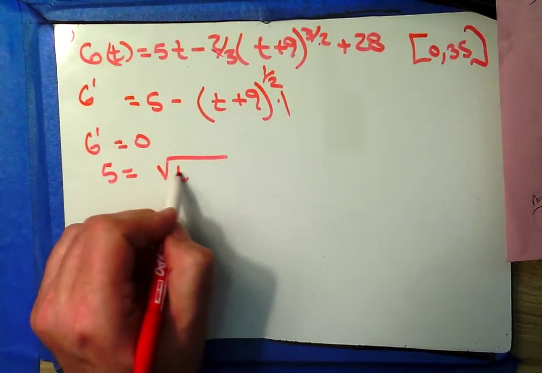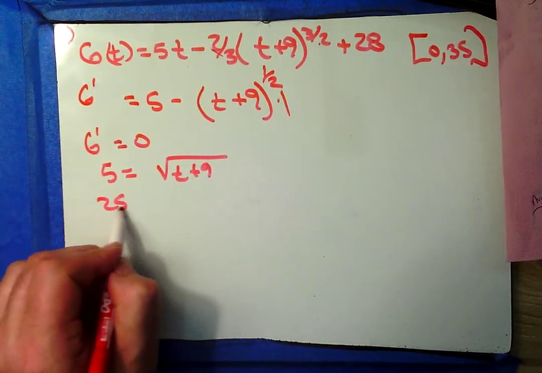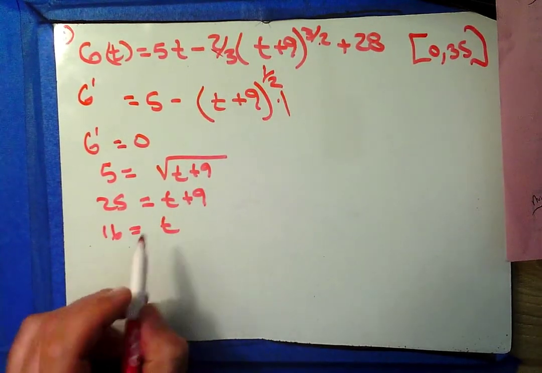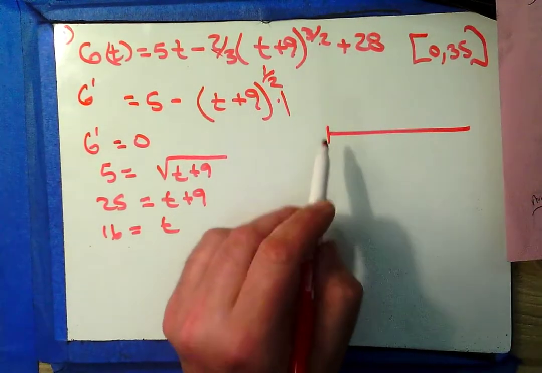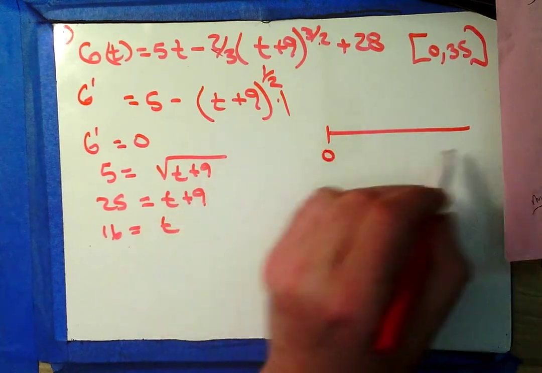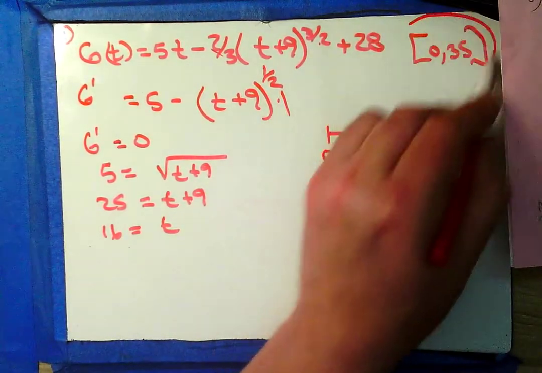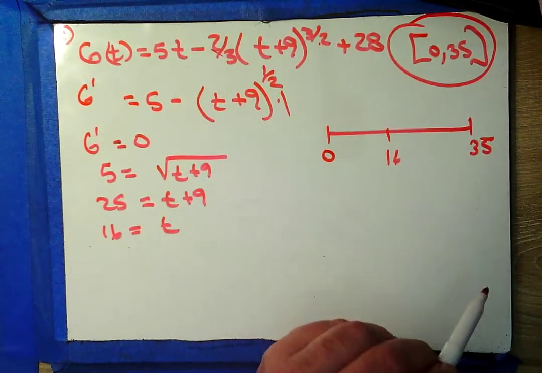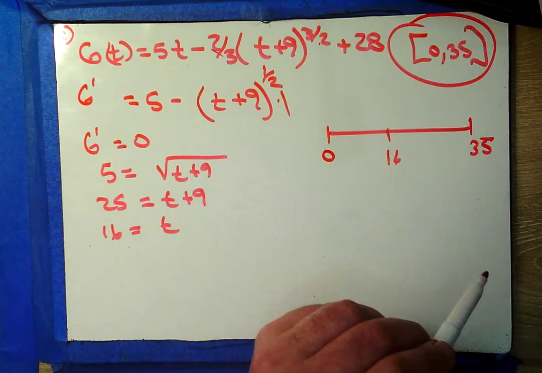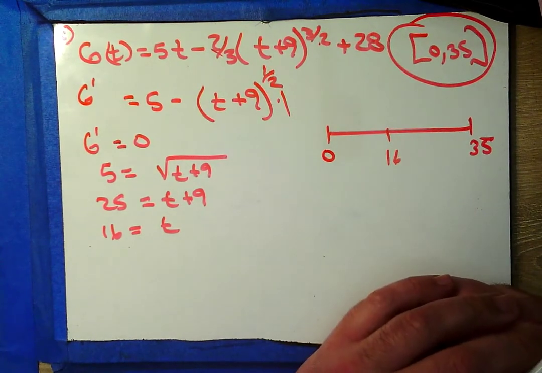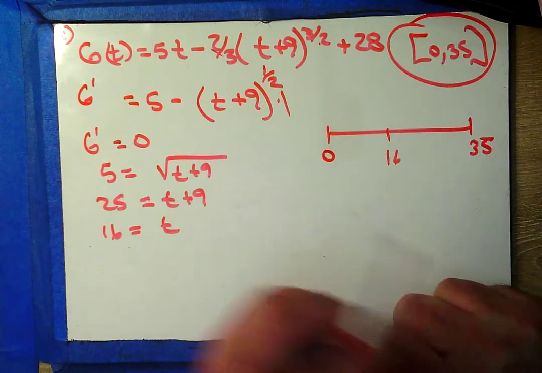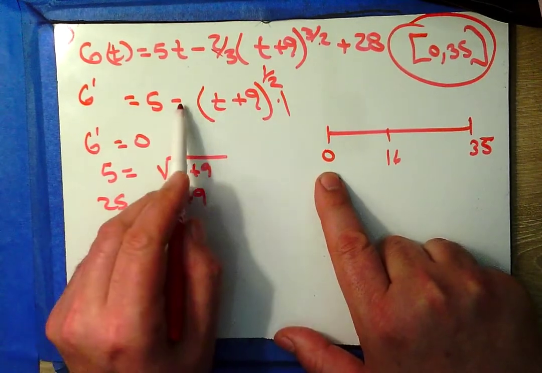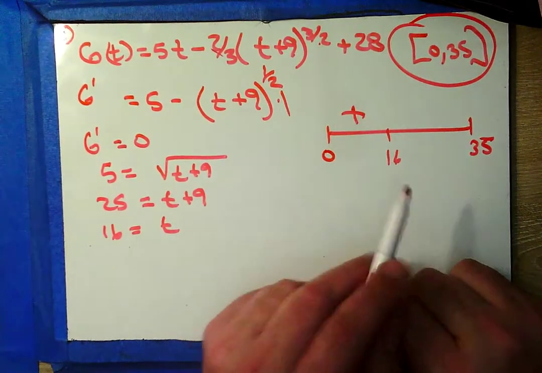So 5 equals the square root of t plus 9, or 25 equals t plus 9, or t equals 16. So on my g prime sign chart, I've got 0 and 35, because they gave me a bounded interval, and I've got 16. So let's plug some values into g prime. I like plugging in 0. Square root of 9 is 3. 5 minus 3 is a positive.